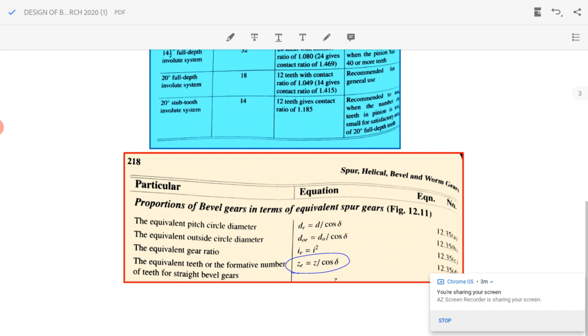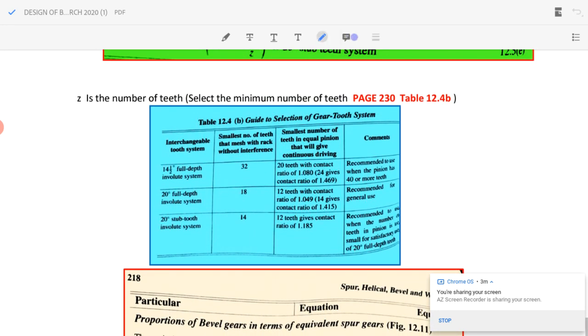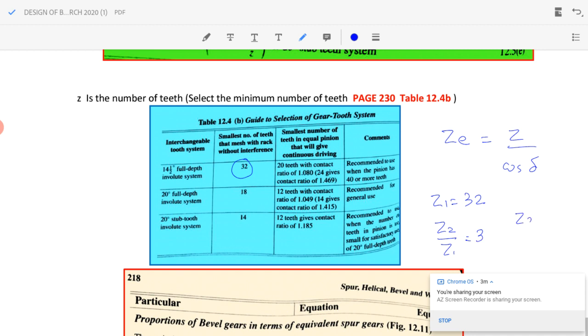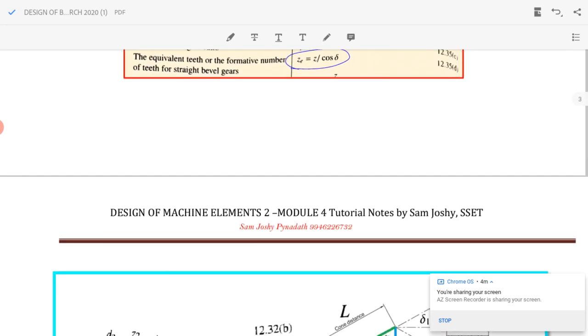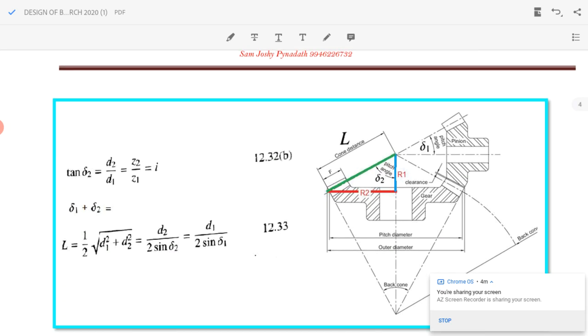So we can take that equation, ZE equal to Z by cos delta, where what is Z? Z is the number of teeth. From table 12.4b, for 14.5 degree involute, Z1 equal to 32. So we know the value of Z1 equal to 32, and given transmission ratio is 3:1, so Z2 by Z1 equal to 3, Z2 will be equal to 96. Now what is delta? Delta is the pitch angle. We have delta 1 for the pinion and delta 2 for the gear.